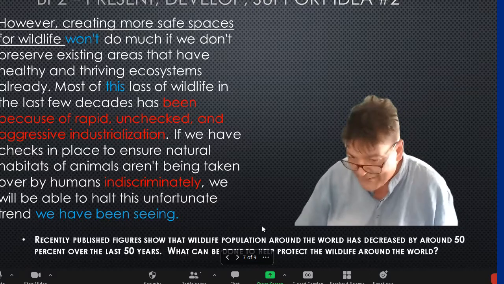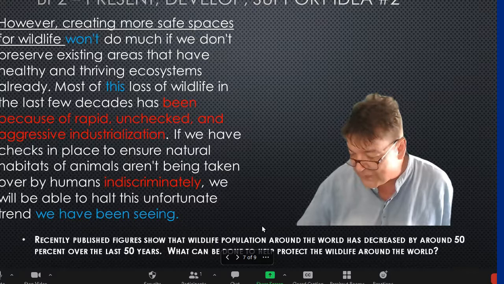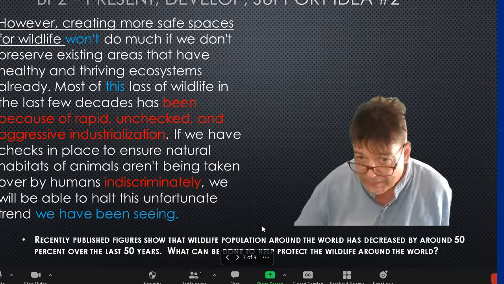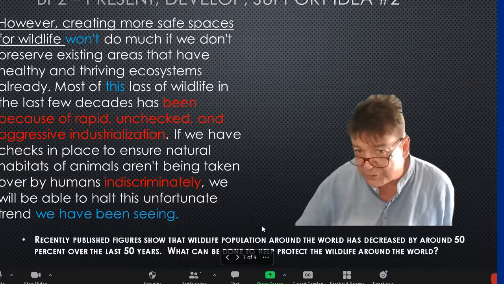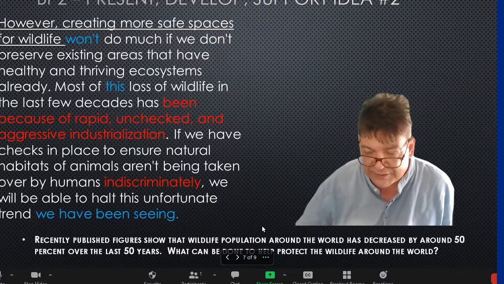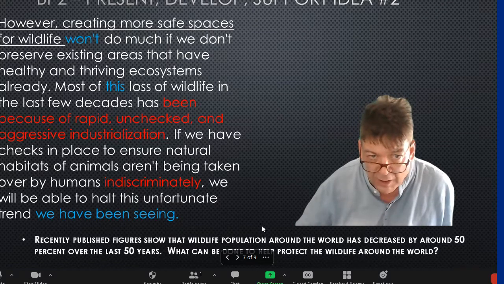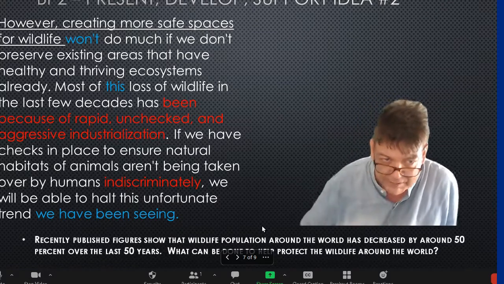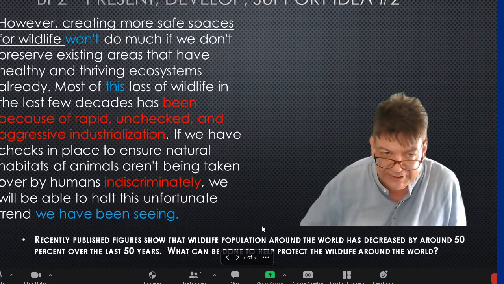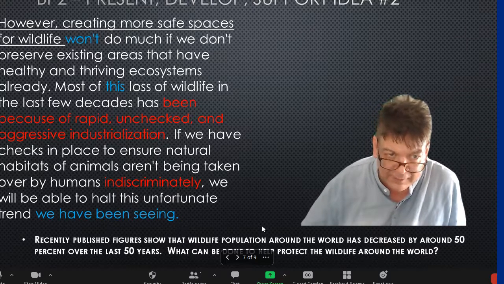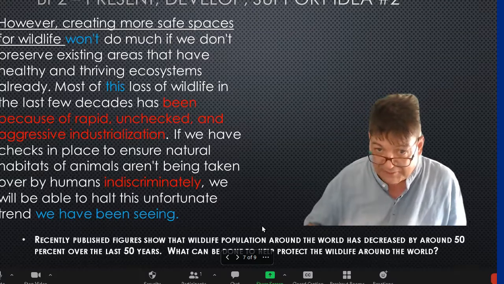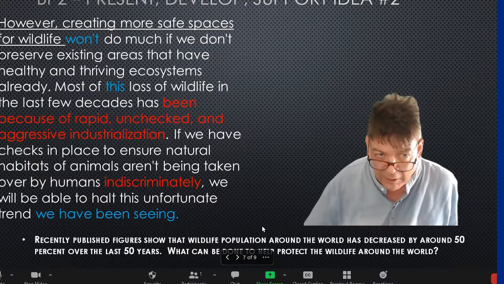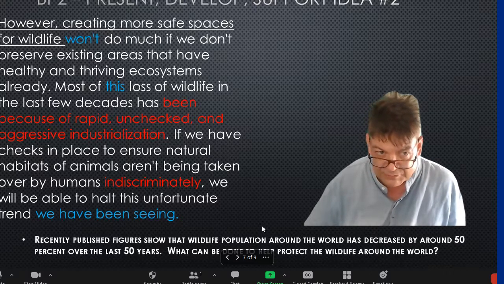However, don't let this nice little trick that you found keep you from supporting your ideas. And you don't really do it in this paragraph. "Won't," "don't" are contractions. Don't use contractions in academic writing. "Will not do much." "If we," again, avoid the "we." This isn't an inspirational essay. Okay, "if that existing areas," existing safe areas. There's a whole bit about "that have healthy and thriving ecosystems already." That's not necessary.